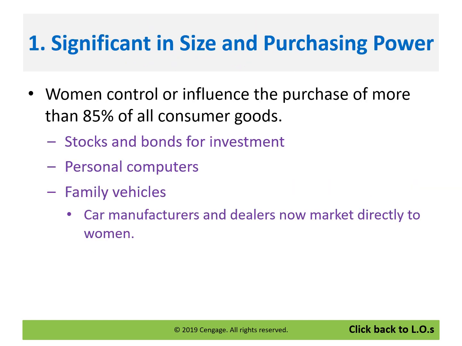A market segment must be significant in size and purchasing power. Example would be the women. According to research, women control or influence the purchase of more than 85% of all consumer goods. Some goods may be in the form of stocks and bonds for investment, or personal computers or family vehicles. Car manufacturers and dealers now market directly to women.